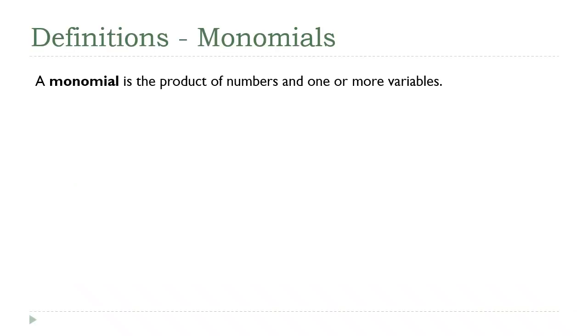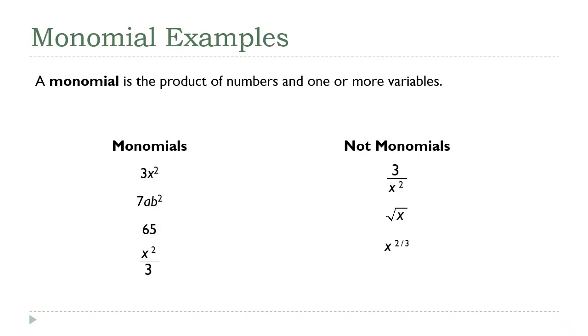Now we're supposed to be talking about polynomials here, right? But to define a polynomial, we really need to start with something a little smaller, a little simpler, called a monomial. And a monomial is just the product of a number and one or more variables, right? So let's take a look. I think it's easier if you look at some examples, right? So I've got a few here for us to look at.